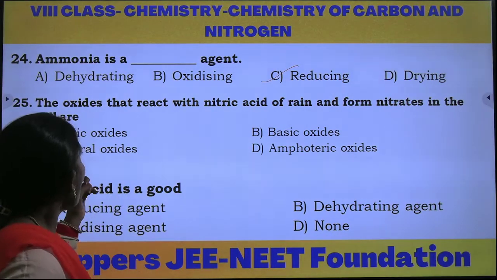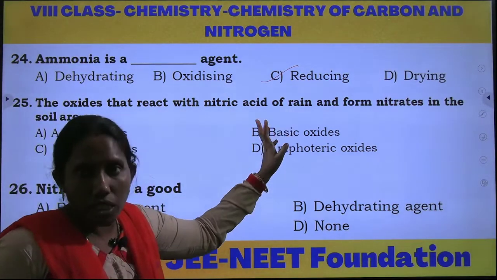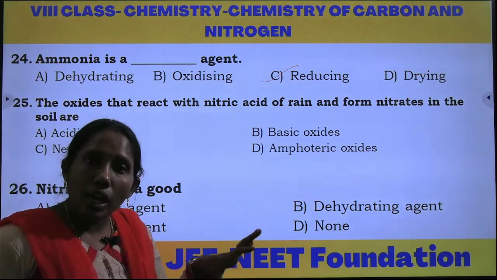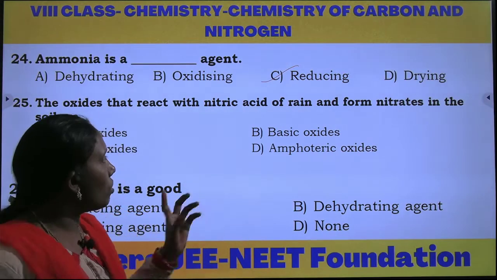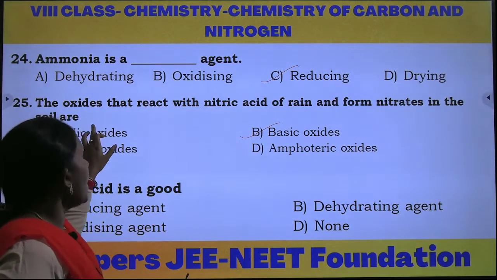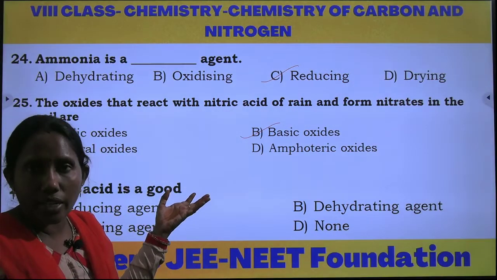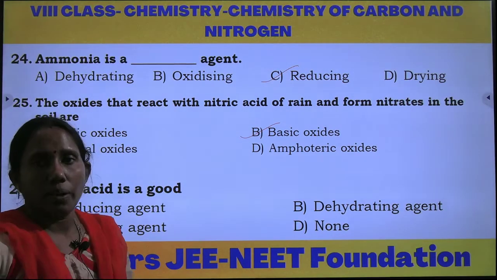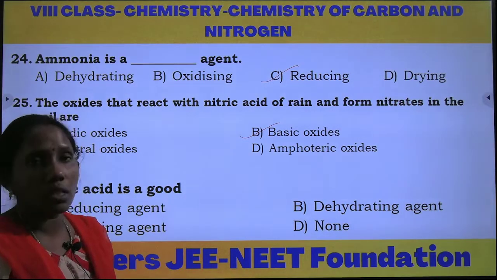So these basic oxides react with the nitric acid present in the rain and form nitrates, which neutralize the soil and are useful for cropping. So the oxides are basic oxides. If we take acidic oxides, the rain is already acidic, nitric acid being the acid, and mixing acidic oxides cannot neutralize it. So to neutralize that, we must take basic oxides, which form the nitrates.